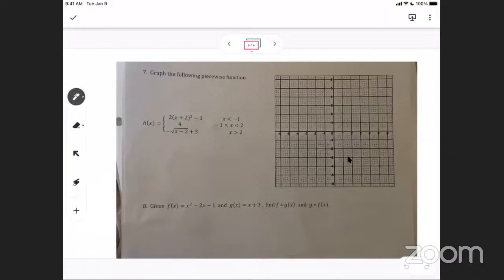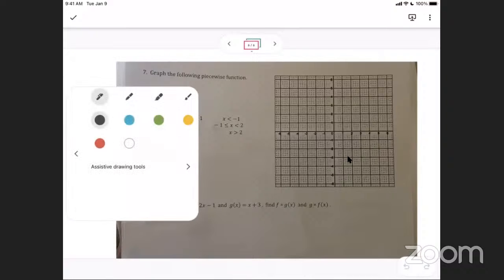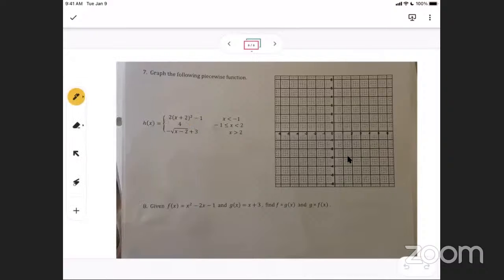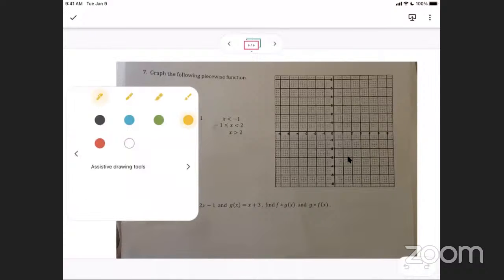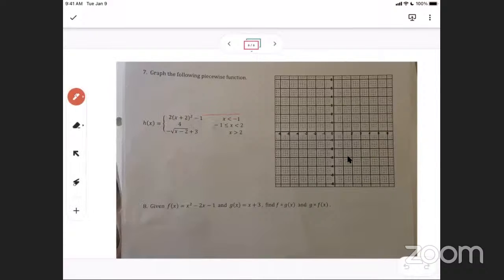So what we're going to do with the piecewise function is, since we have this nice iPad that I can work with, I'm going to color code everything. So first of all, when x is less than -1, so everything to the left of here, it's going to be this graph, which is a parabola, right? It's a parabola that shifted left 2, down 1, and then it's stretched by a factor of 2.